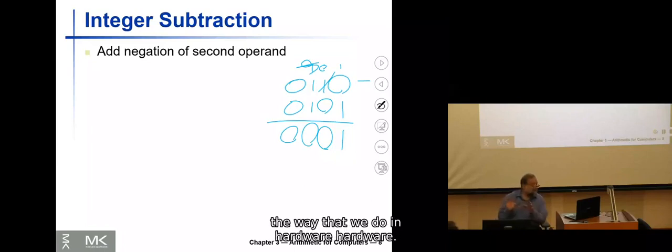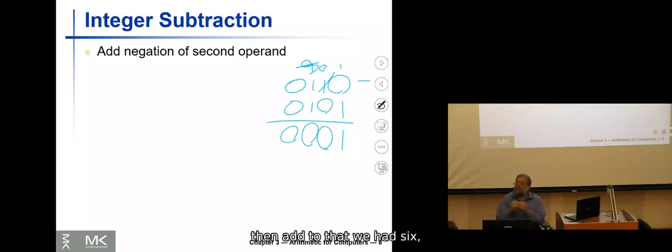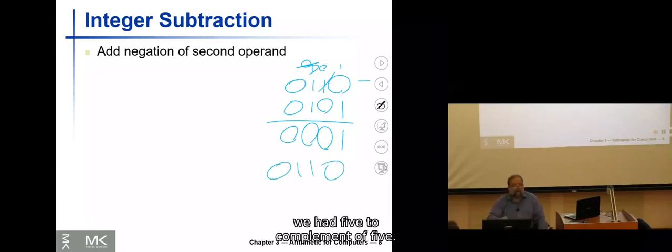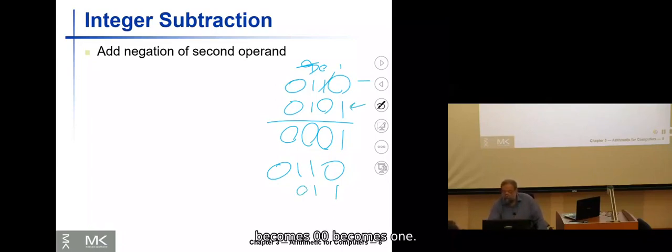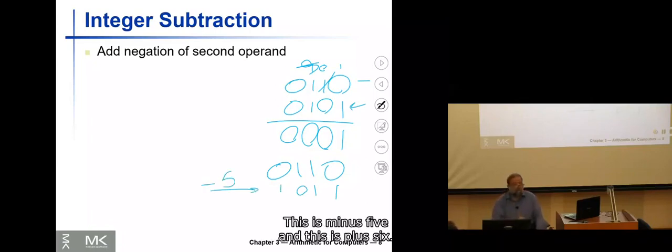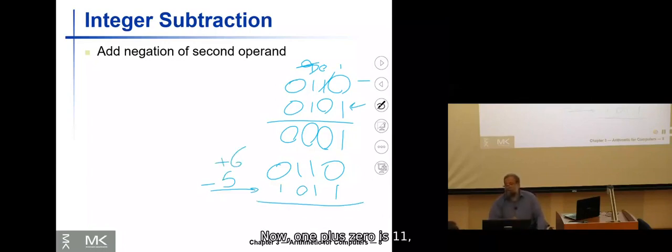But it is not the way that we do it in hardware. In hardware, we make the two's complement of the second number, and then add to that. So we had 6 and we had 5. The two's complement of 5: as I told you, you start from the right, the first 1 you keep as it is, and then you complement the next ones. So 0 becomes 1, 1 becomes 0, 0 becomes 1. This is minus 5. And this is plus 6. We add them together now.